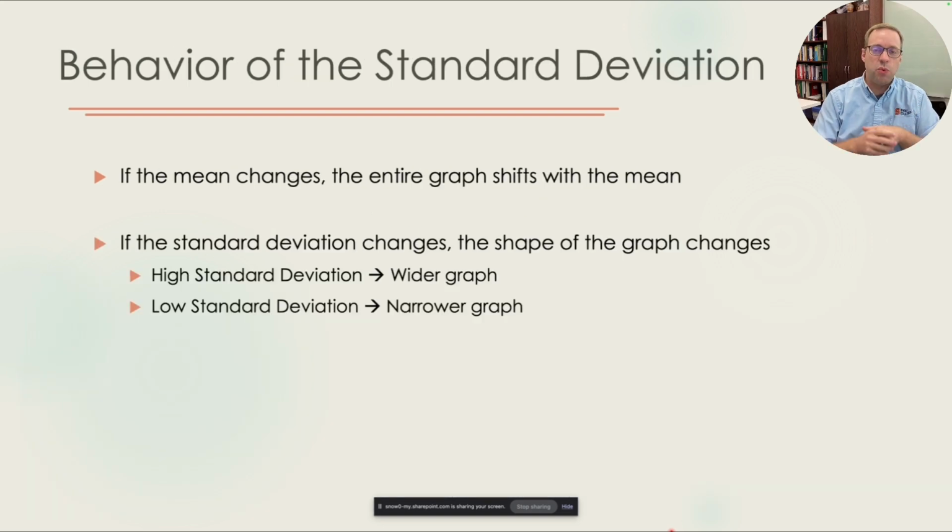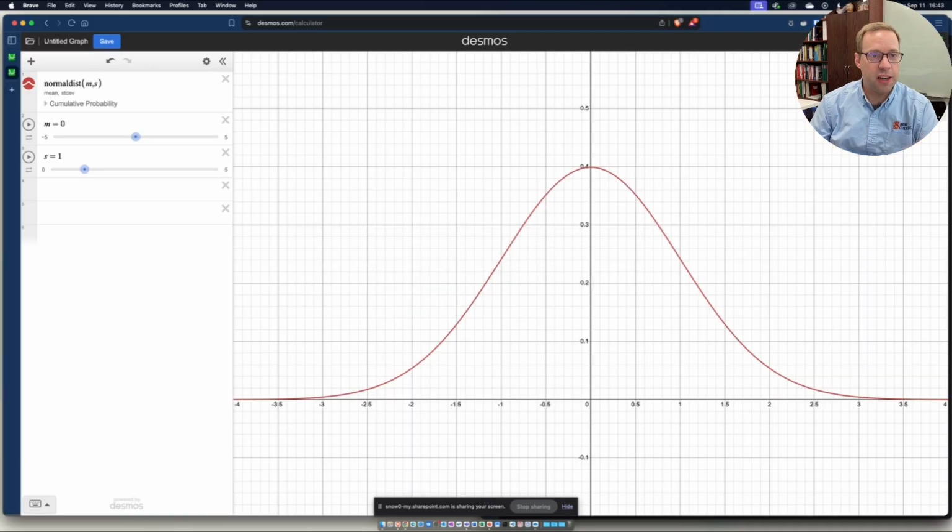And perhaps this will hit the point home a little bit better. If you change the mean of your data, then the graph is going to shift with the mean. I'll show this to you in just a second. But if the standard deviation changes, then the shape itself is going to change in the graph. A high standard deviation is going to give you a wider and flatter graph. But a low standard deviation is going to give you a narrower and taller graph. Let me illustrate what I mean here.